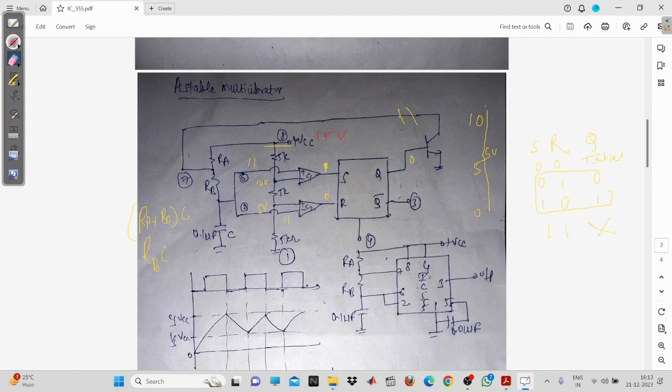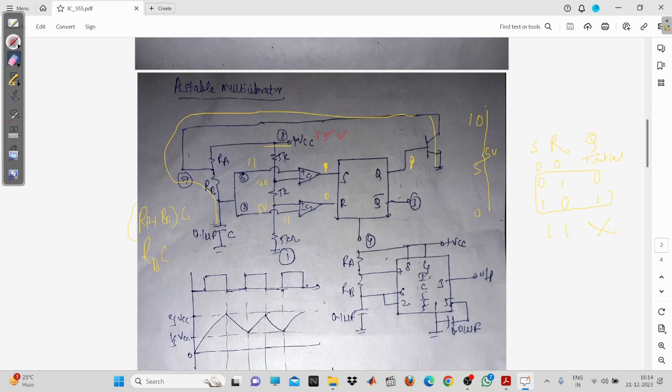So when S is equal to 1, Q will be equal to 1, that is, the output of the flip-flop is set, and this voltage will be given to the transistor. So basically this will be acting as a short circuit, and when it is acting as a short circuit, the capacitor has got the path now. Fine. So the capacitor will discharge through this path, and it will not discharge instantaneously, it will discharge exponentially.